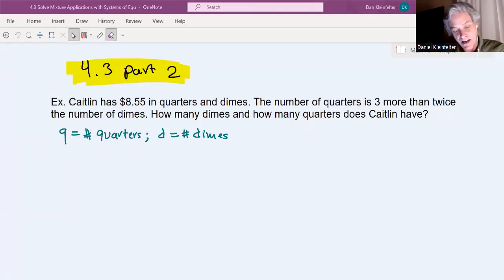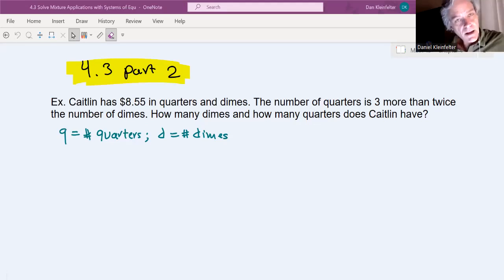All right, let's try that again. Here it says Caitlin has $8.55 in quarters and dimes. The number of quarters is three more than twice the number of dimes. How many dimes and how many quarters does Caitlin have? So the quantities involved here are both numbers of coins and the dollar amounts for each type of coin.